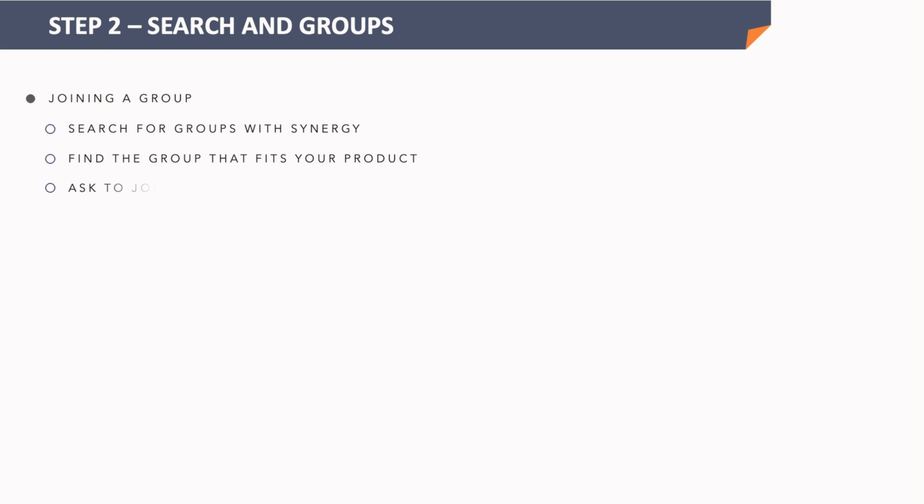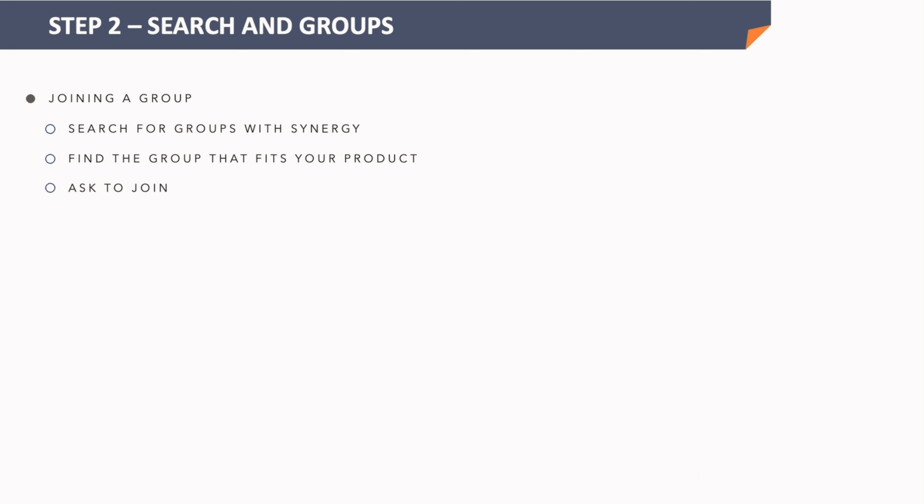Step number 2 in building your lead list on LinkedIn is through the search engine and groups. The first thing we want to discuss is joining a group, and the reason that we join groups is because there's a large network of people that have synergies with what you represent and the products that you offer. So we want to search for groups with that exact synergy.